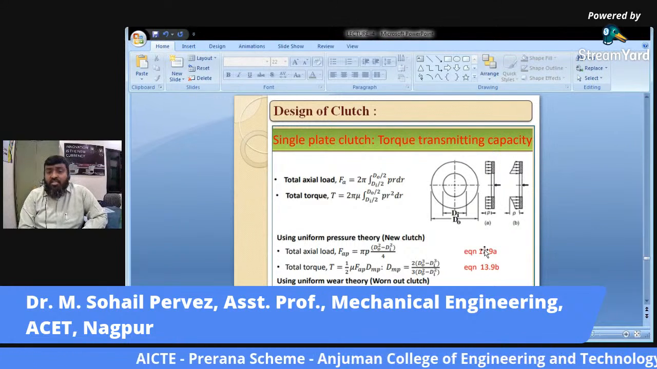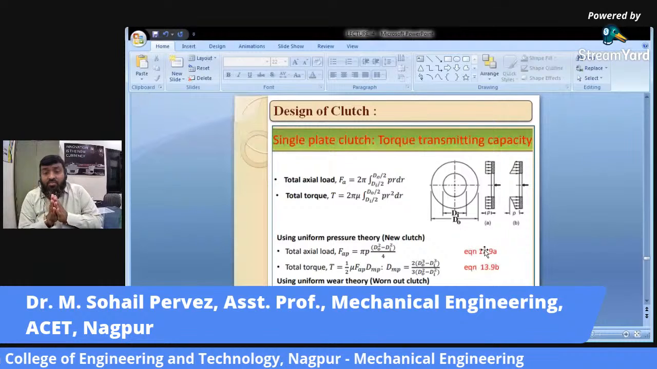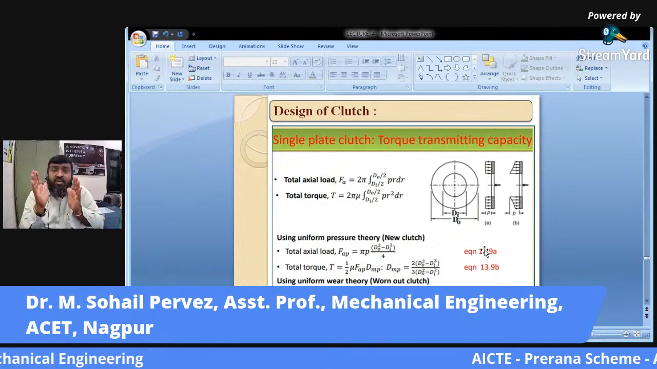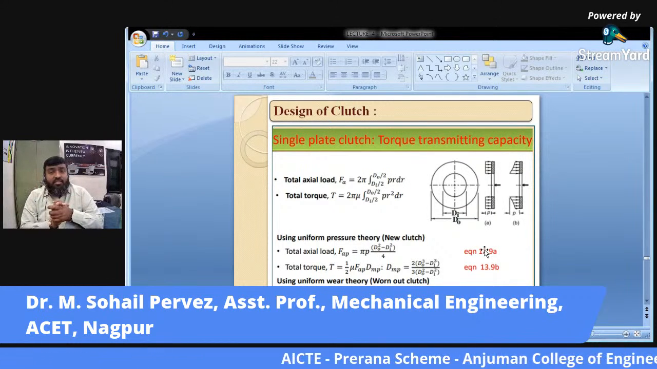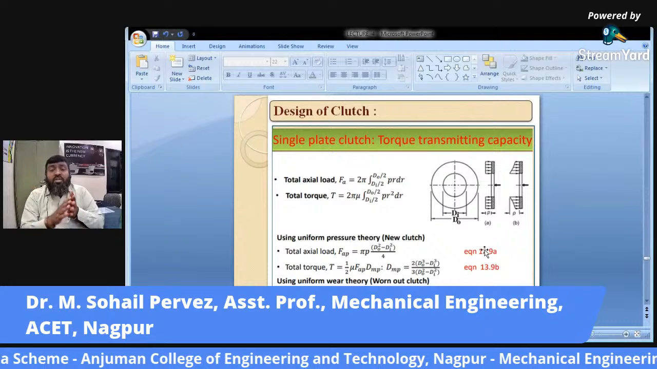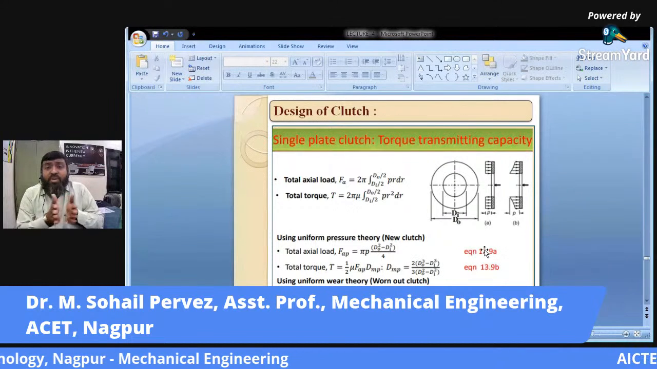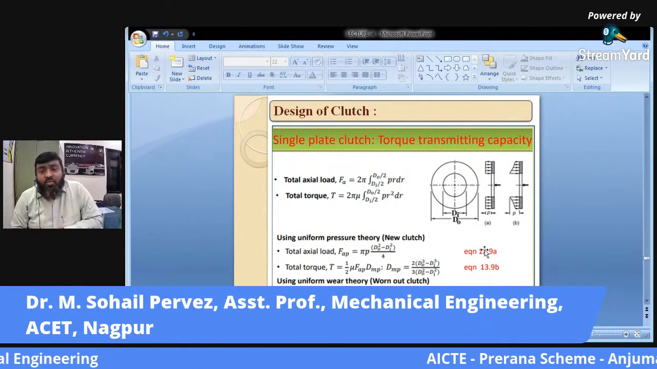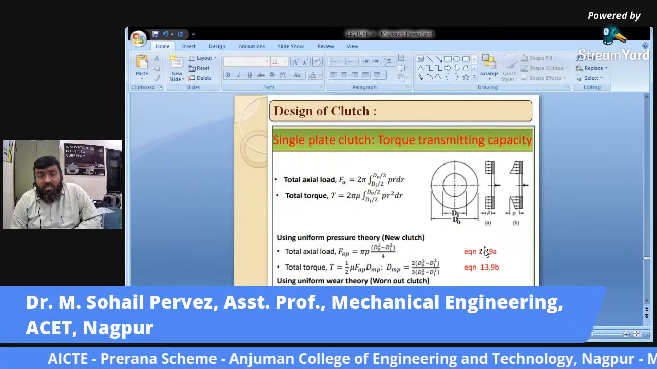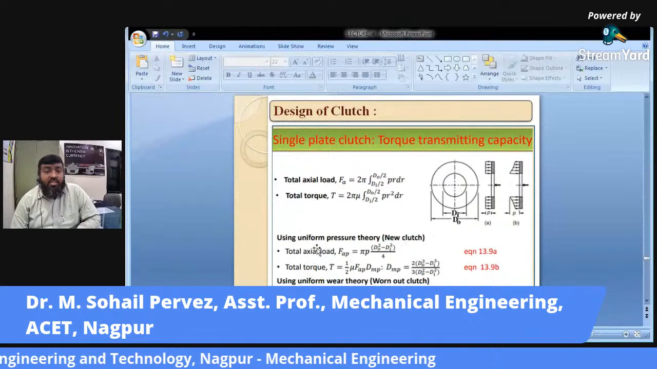This theory is based on the concept that when the friction surfaces are new, please mind well, the pressure applied by the driving side will be uniform on the driven side. The pressure applied by the driving disc on the driven disc will be uniform throughout, because the surfaces will get equal distribution of pressure, since the surfaces are new. So in that case, the mean diameter may be calculated by using this new surface theory, that is uniform pressure theory.